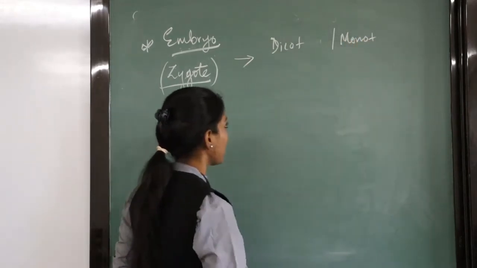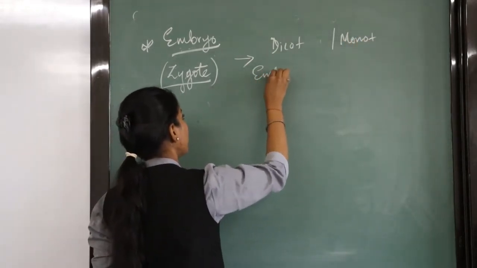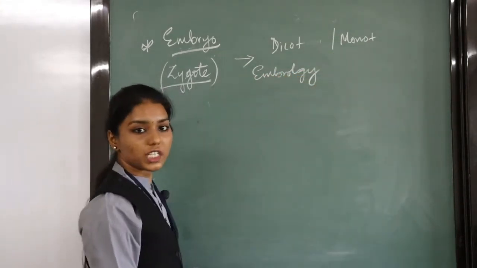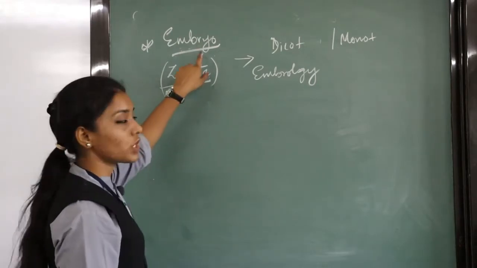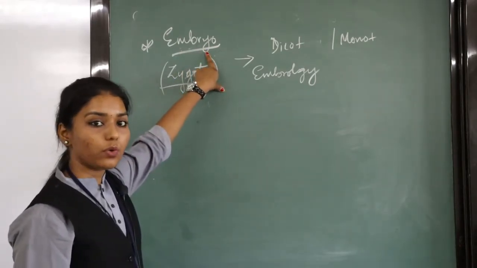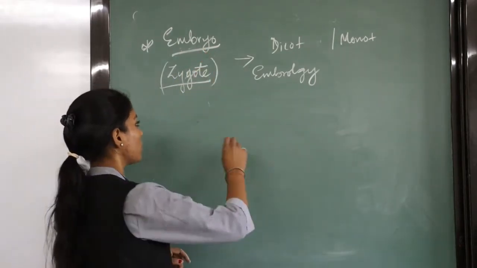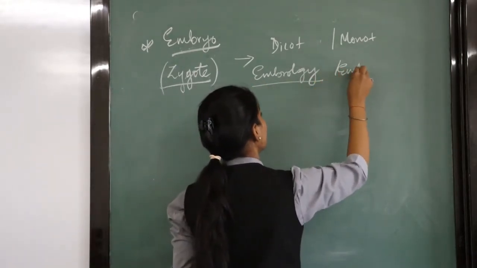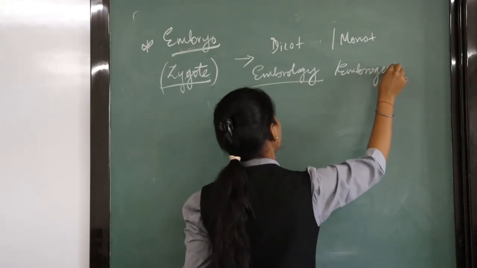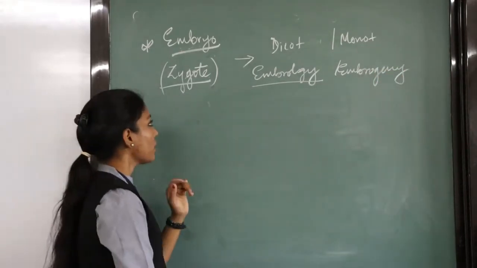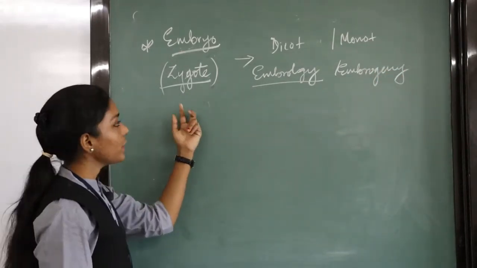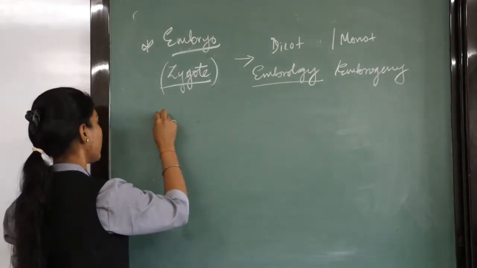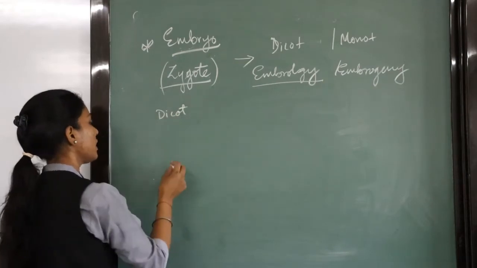The process of development of the embryo is called embryogeny, or embryology. Now we will see how the embryo is developed in dicot. See the diagram carefully; I am drawing mostly of a dicot.